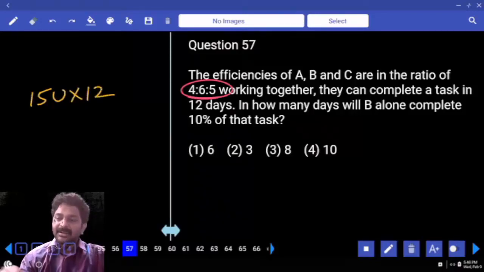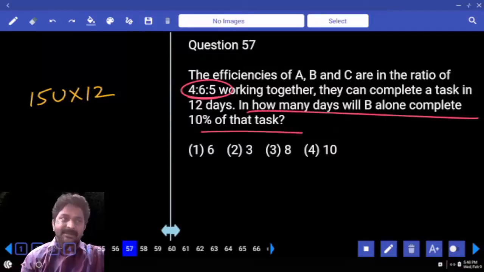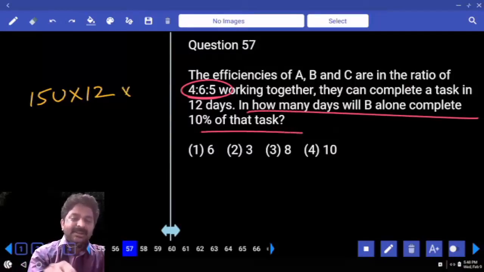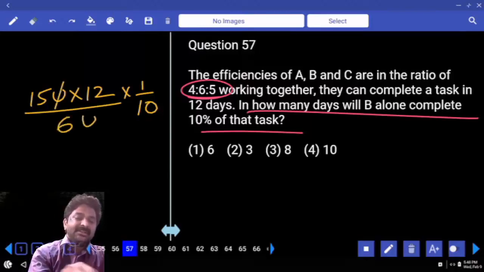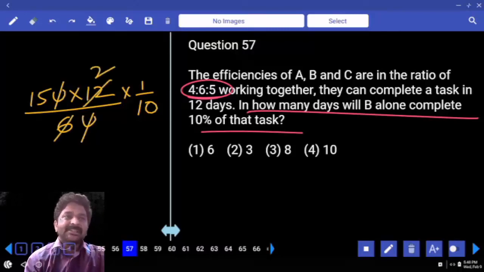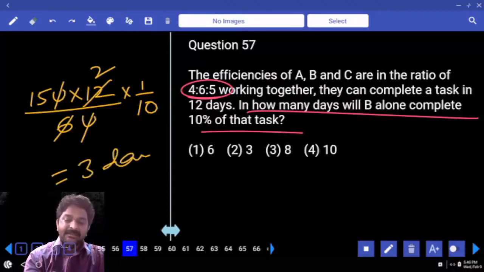This is the total work. And in how many days can B complete 10% of the work? 10% of the work in the sense 1 by 10 only. And who should complete? B. B per day can do 6 units only. Units cancel. 6 2 times. Numerator 30, denominator 10. 30 by 10. Answer: 3 days.